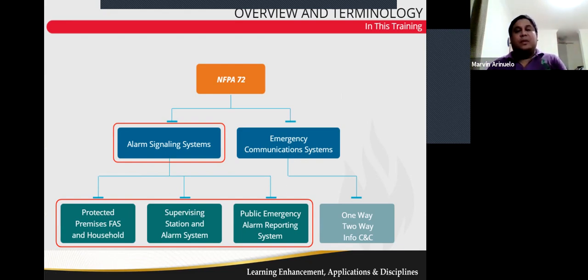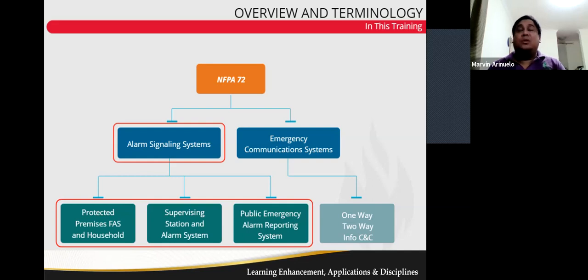So there are the overview and terminology. In NFPA 72, there are two things: alarm and emergency communication. Emergency communication is the one that interfaces with the emergency forces notification. It can be one way or two way, so that civil defense might be able to respond back, or CNC, communication and control. And alarm signaling is within only the protected premises. No, it's not notifying the first responder. Protected premises fire alarm system and household, supervising station alarm, and public emergency alarm reporting system, if it is only within the vicinity or in the premises of the protected facility.